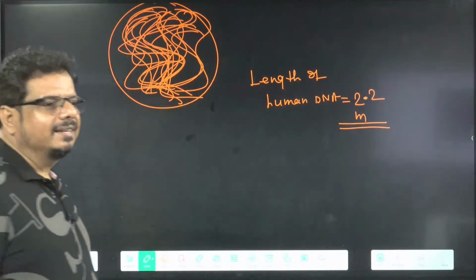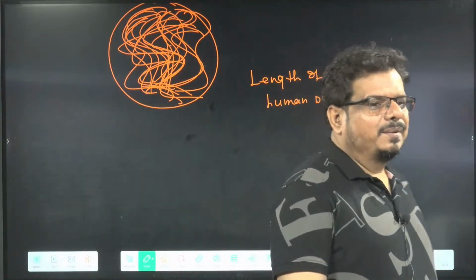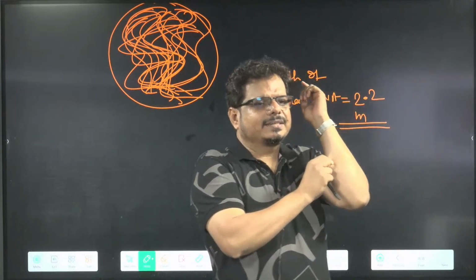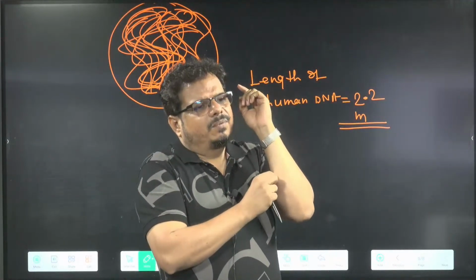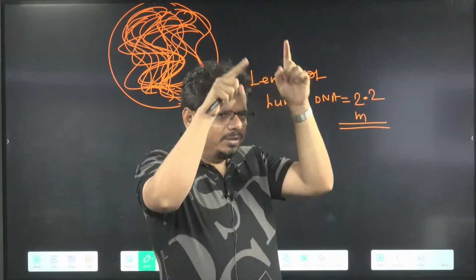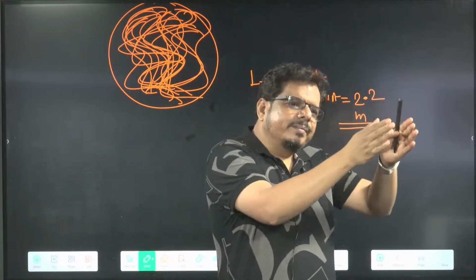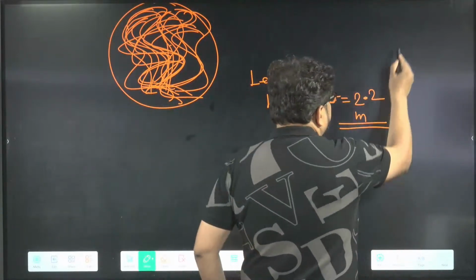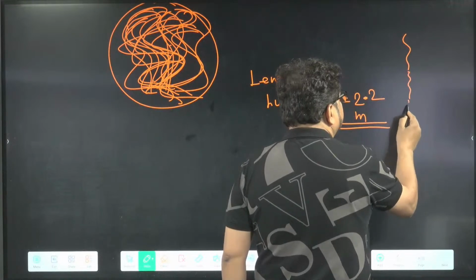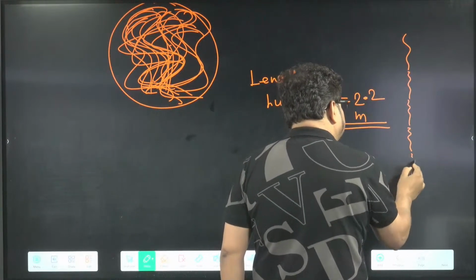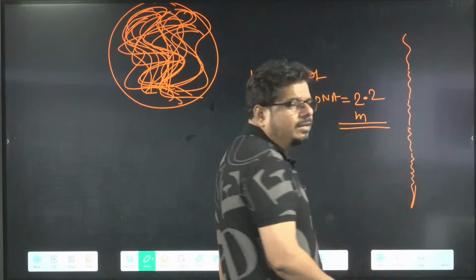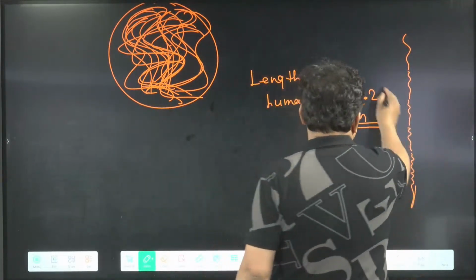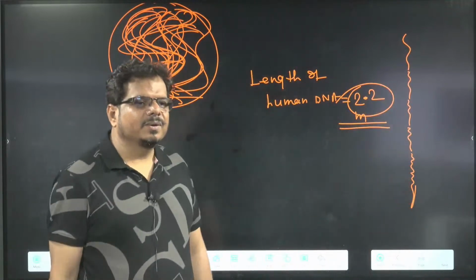So the correct answer is 46 DNA. In every chromatin there is a DNA. In your interphase somatic cell, 46 chromatin is there. They have 46 DNA. When I remove every DNA and place them end to end, one DNA, then another DNA, then another, all 46, when we add them like this, then what will come? 2.2 meters will come.